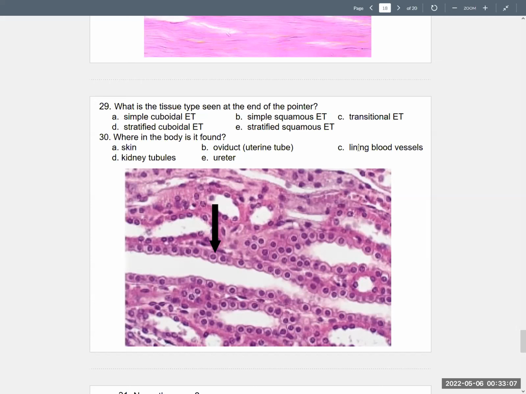I never said that before, but don't ever pick an answer that I didn't say. Kidney tubules is the correct answer. The ureter is lined by transitional. Okay, and this is simple cuboidal.